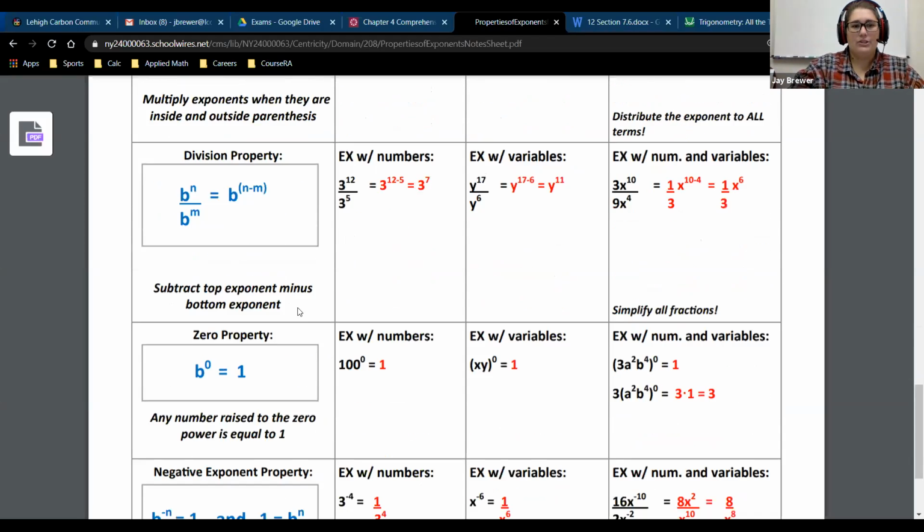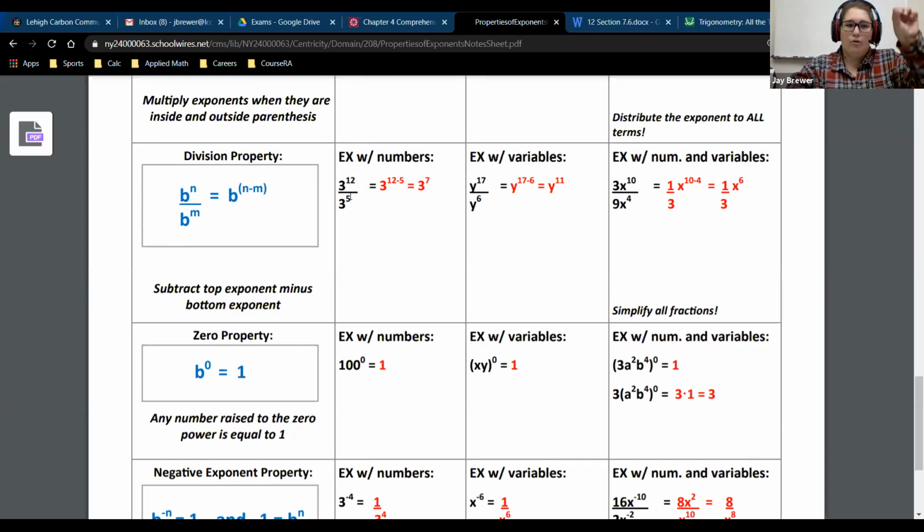Division is pretty similar to what you would think it would be. It's kind of the reverse of the multiplication property. You're taking the same base and then it's n minus m, or the numerator exponent minus the denominator exponent, which makes sense because if we turn it into a multiplication problem, b to the m would be b to the negative m. So that is why we are doing it like that.